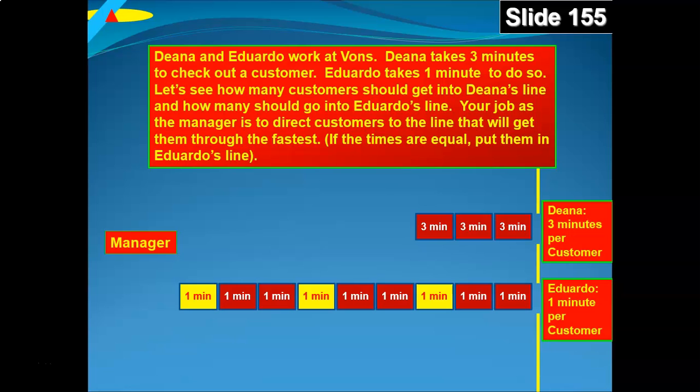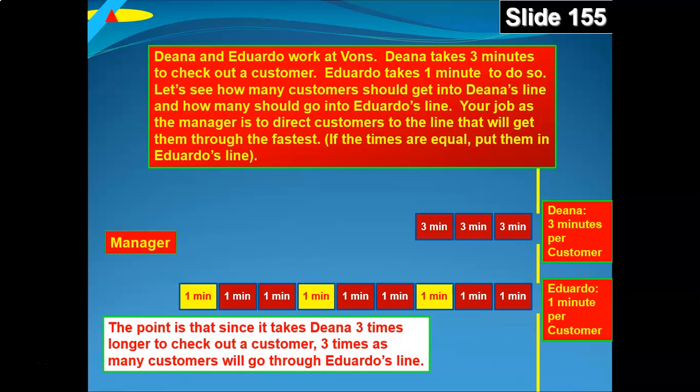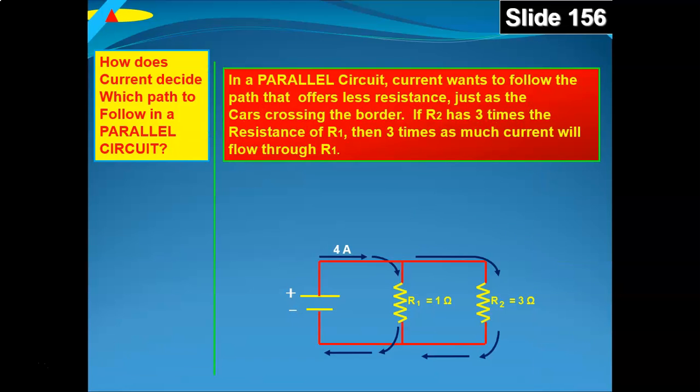Okay, so how does this relate to circuits? Well, we're going to look at something called parallel circuits. So the point is that since it takes Dina 3 times longer to check out a customer, 3 times as many customers will go through Eduardo's line. Okay, so this is a parallel circuit. So in a parallel circuit, current wants to follow the path that offers least resistance. That is the lowest resistor.